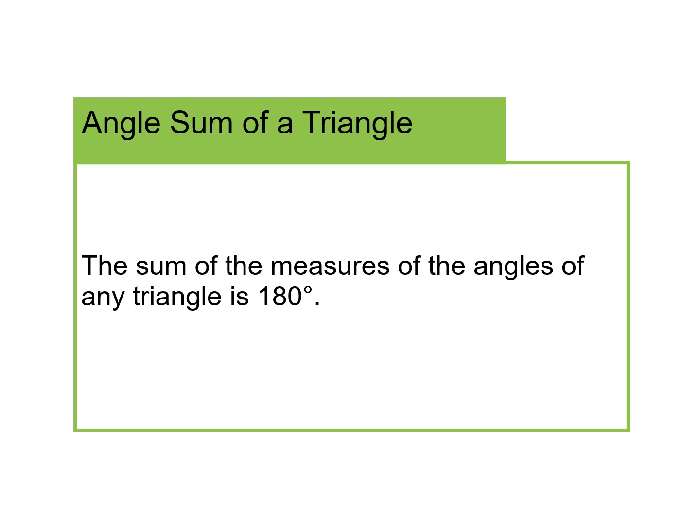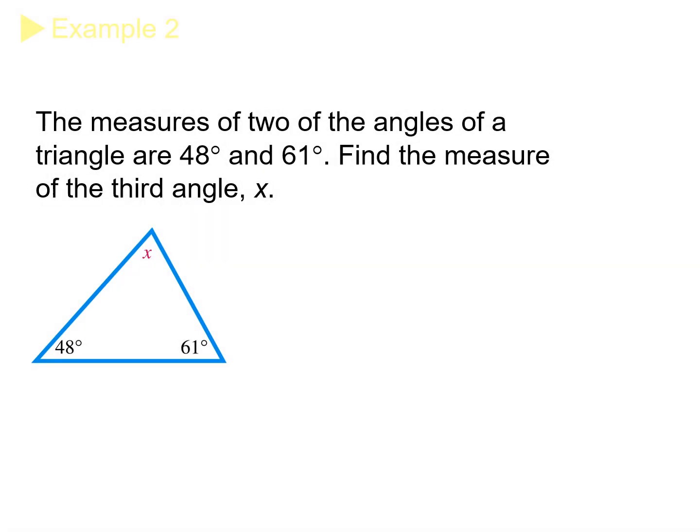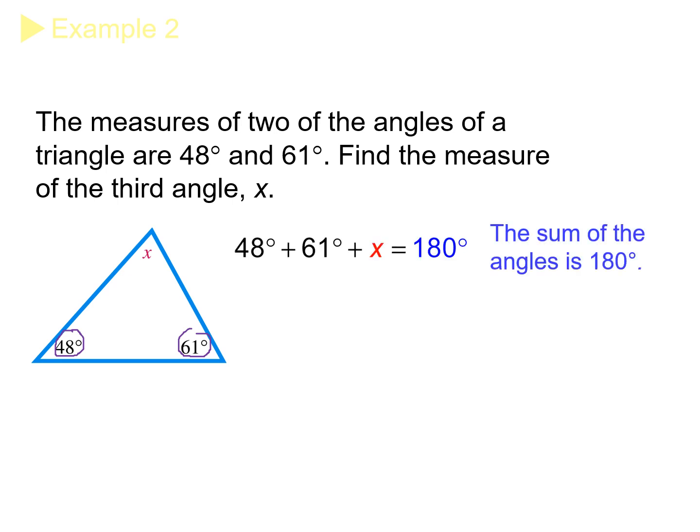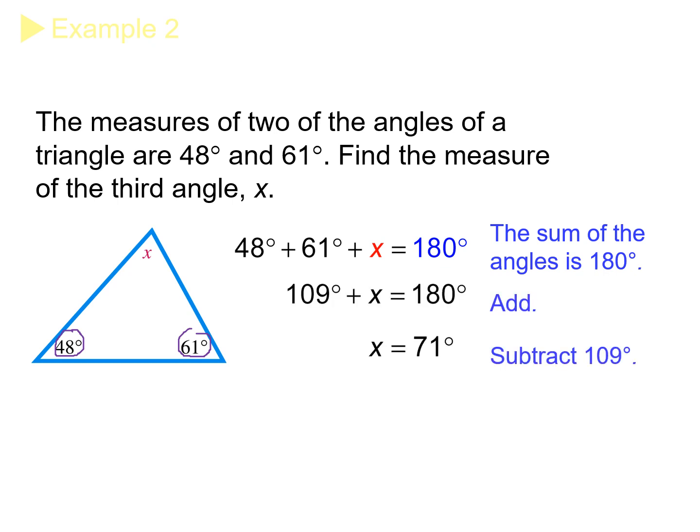Now, the sum of the measures of the angles of any triangle is 180 degrees. So, suppose I have the measure of two angles, 48 degrees and 61 degrees. How can I find the measure of the third angle? Well, I know 48 plus 61 plus x has to equal 180 degrees, so x is 71 degrees.